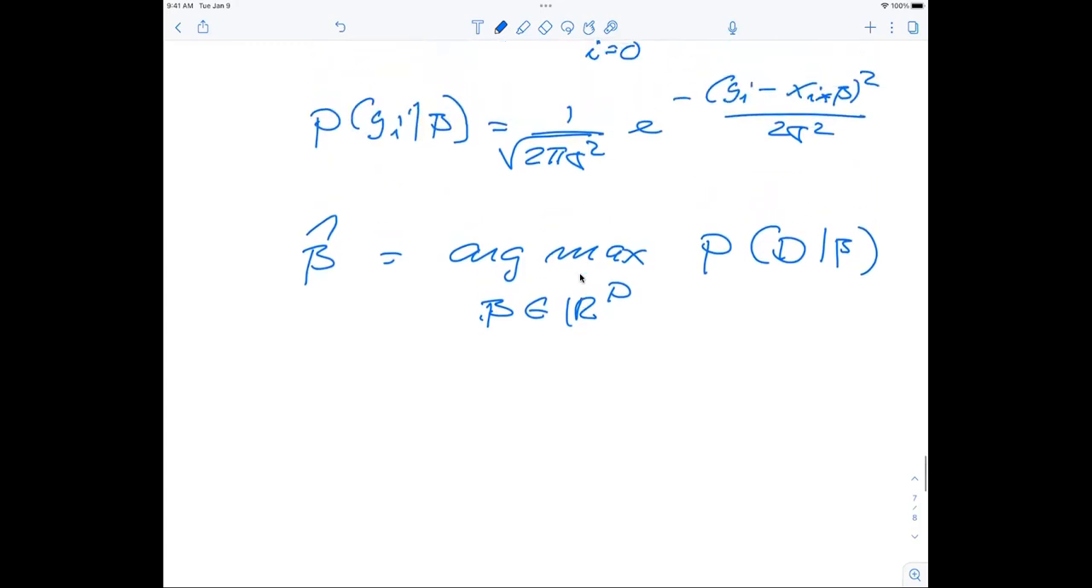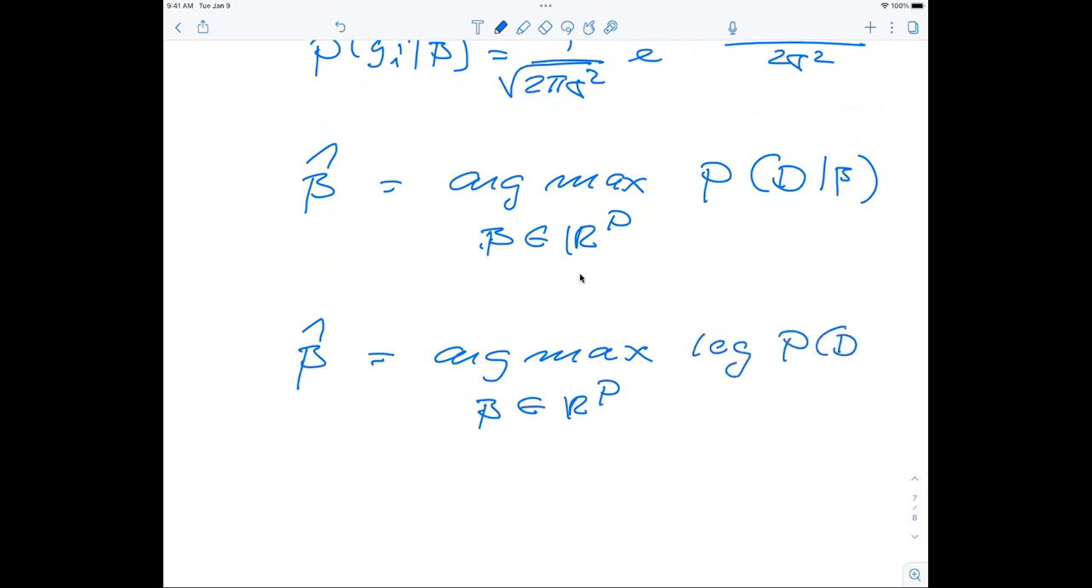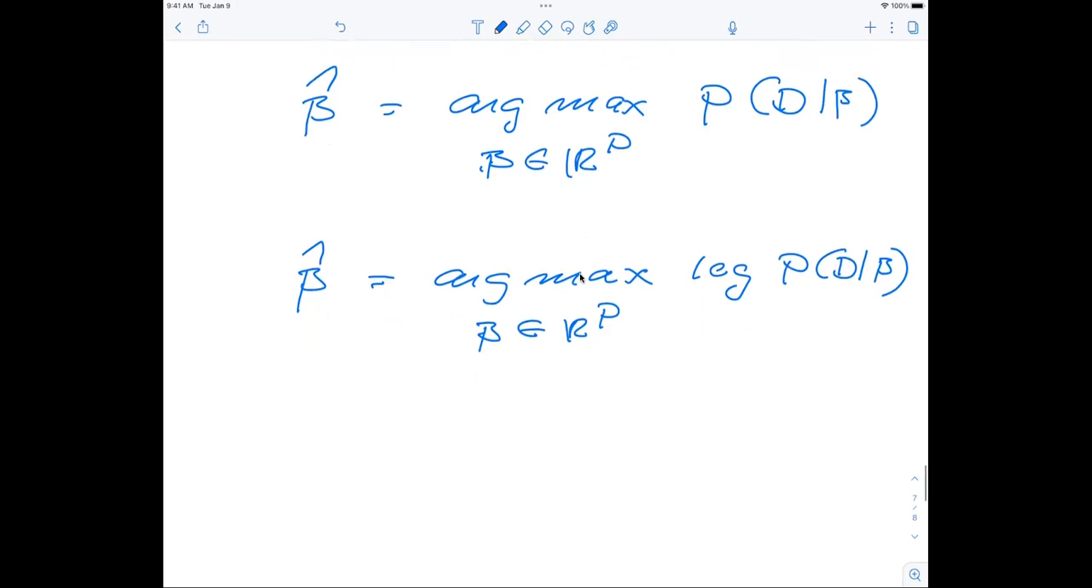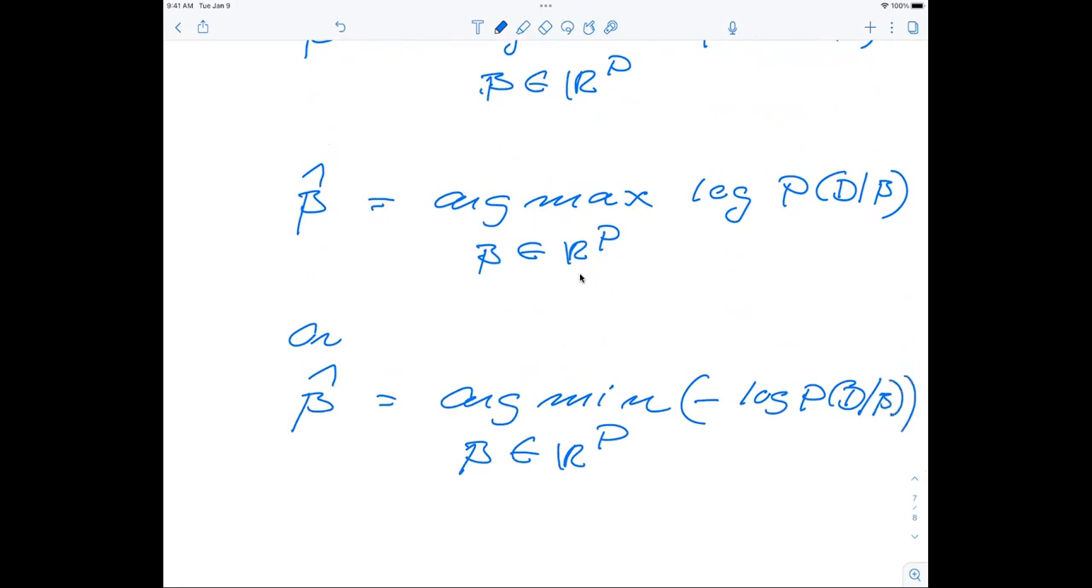So instead of optimizing the product, we now calculate beta as the argmax over beta, and then we take the log of this function here. Now the log is a rising function, and in this case it's going to be a concave function. If we put a minus sign in front of it, then this leads to a minimization problem. And you can show that when you look at the properties of the log. Since we often like to minimize instead of maximize, we could take argmin over beta of minus log of P of D given beta. And these are equivalent problems.